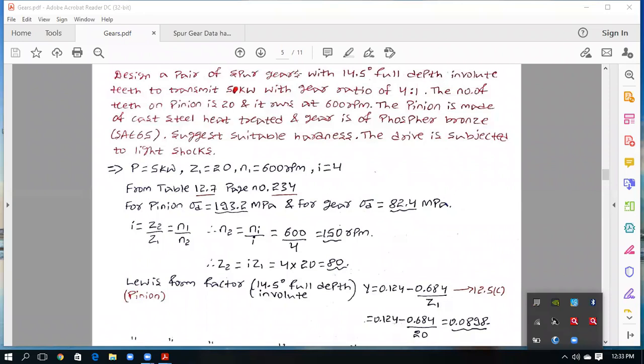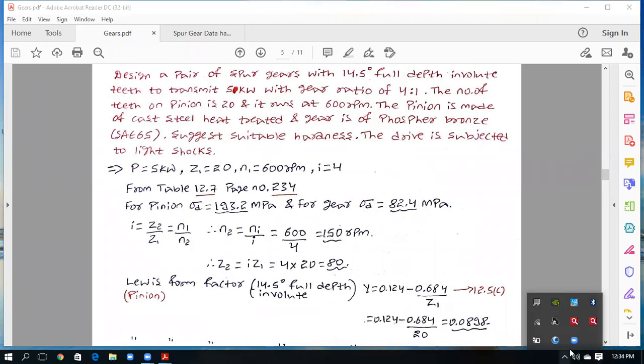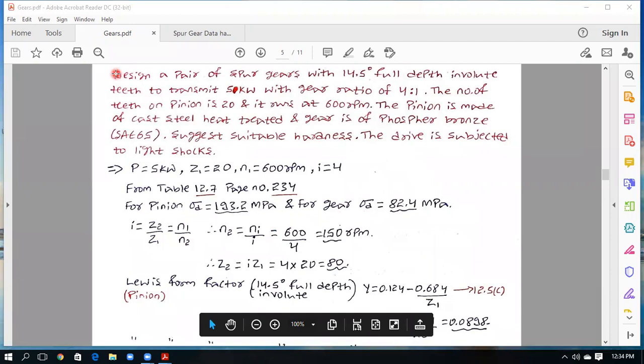In the previous class, I told you about the procedure for the design of spur gear. Now, in today's lecture, I'm going to solve a problem on spur gear. This is the given statement.